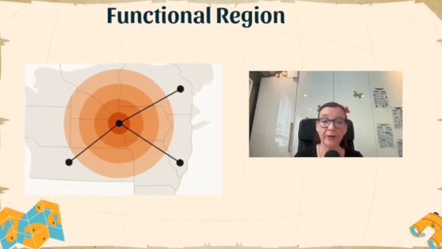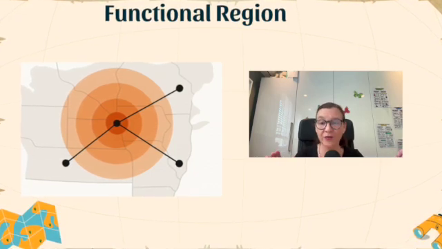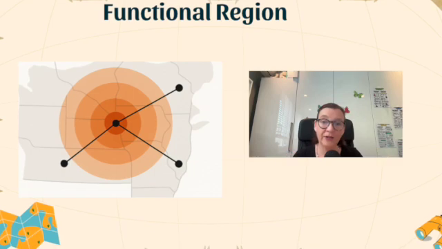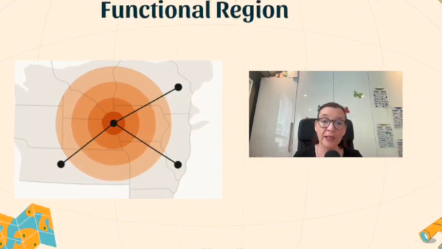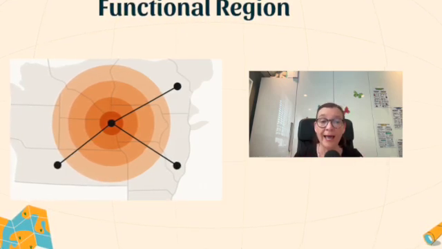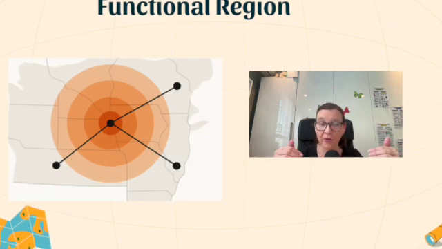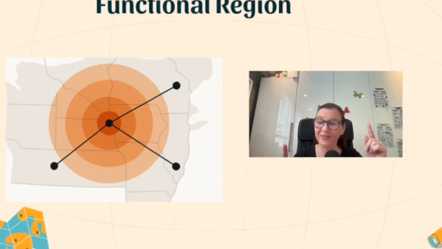So, for example, the area served by a newspaper, a TV station, or a city subway system is its functional region. Each is centered on a hub. The farther you are from the hub, the weaker the connection. So the key idea with functional regions is that they're built around a central node and everything else connects back to that node. Here's an exam tip. If you see the word node, hub, or center of activity on the AP exam, think functional region.